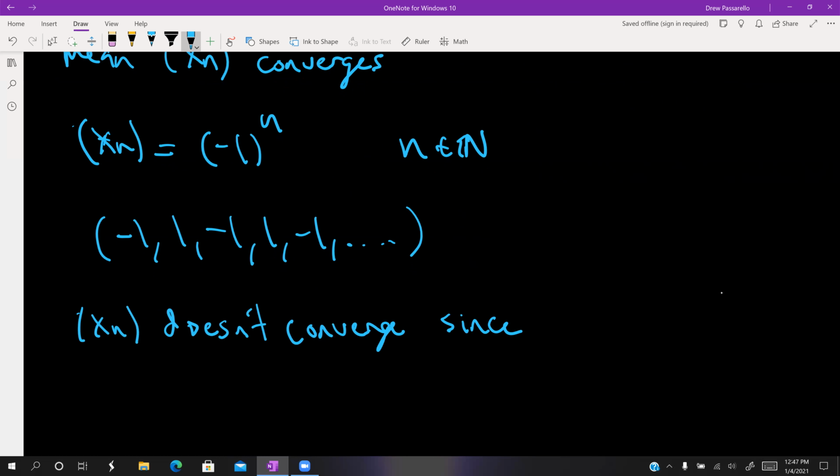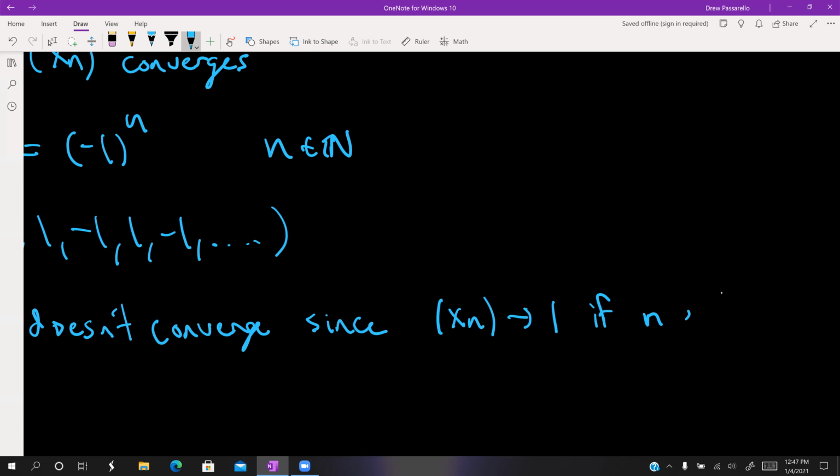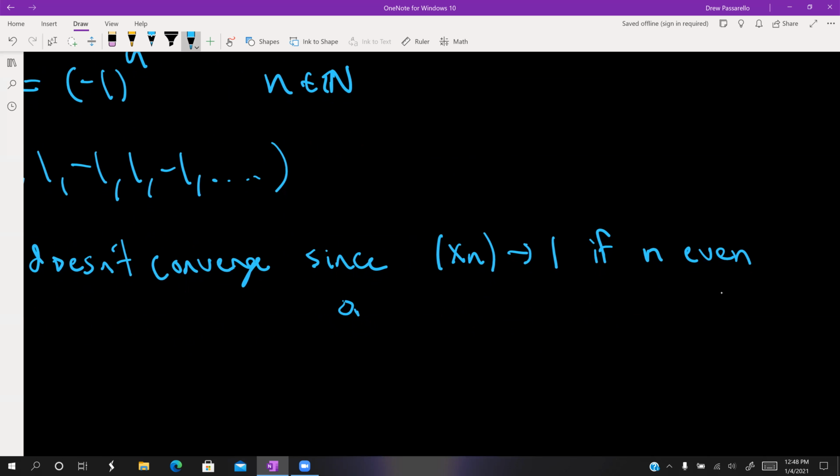Since depending on what n you're at, xn either goes to 1 if the n you're at is even, or the sequence is -1 if you have an odd value for n. So there's no particular value that the sequence converges to, since it has that alternation.